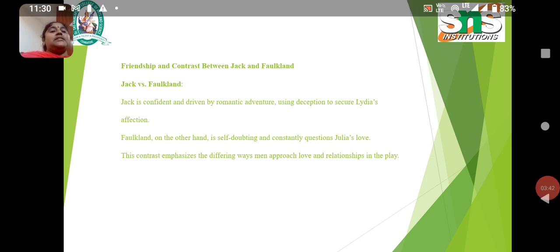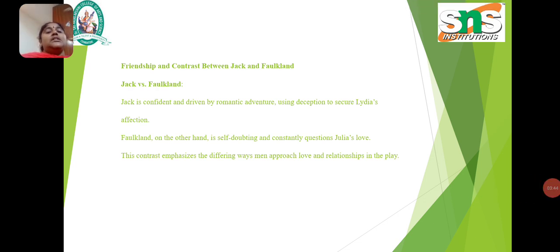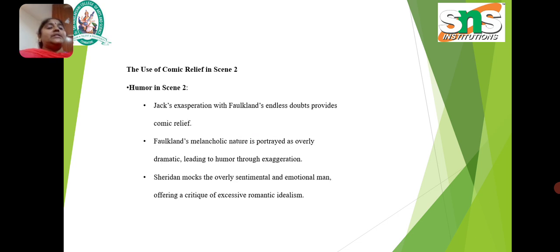Friendship and contrast between Jack and Falkland. Jack is confident, driven by romantic adventure, using deception to secure Lydia's affection. Falkland, on the other hand, is self-doubting and constantly questions Julia's love. The contrast emphasizes the differing ways men approach love and relationships in the play.